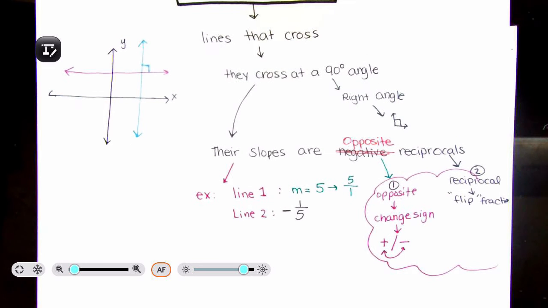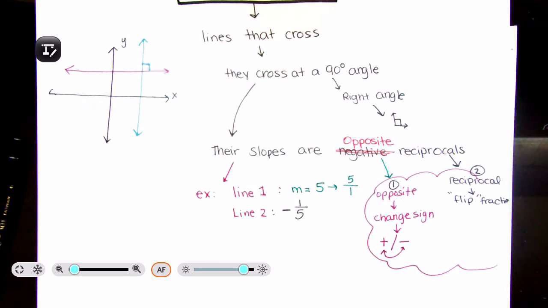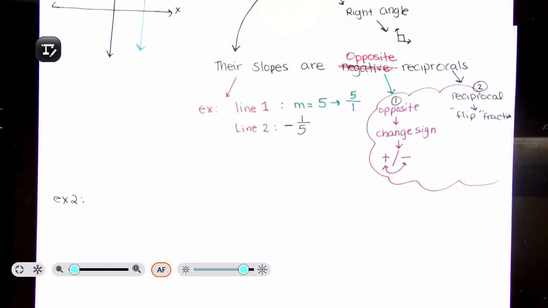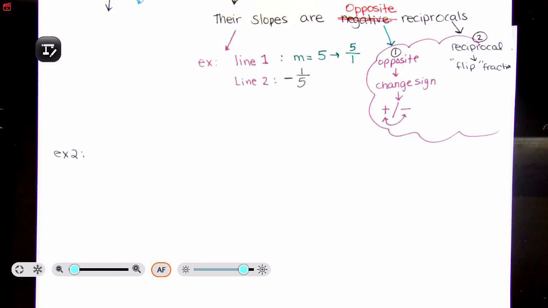Okay. Now, let's do an example. Let's call this example 2. Now, if you haven't already, go ahead and watch the parallel lines video. In that video, I show you a brief example on how to find slope. We're going to use the slope formula in this example as well.